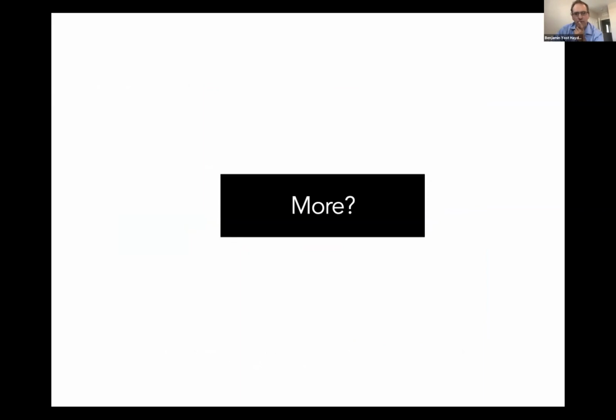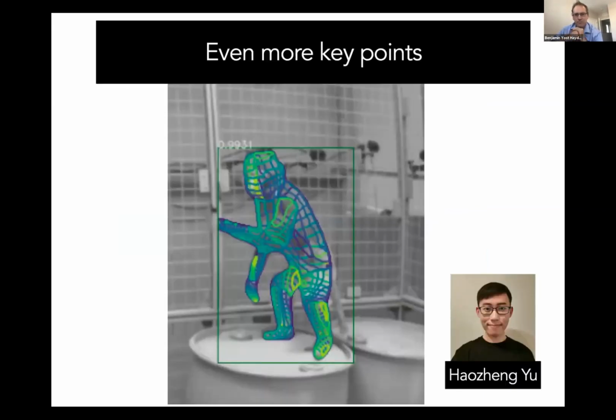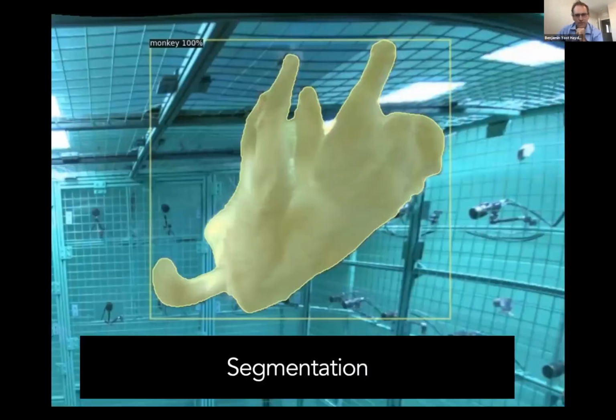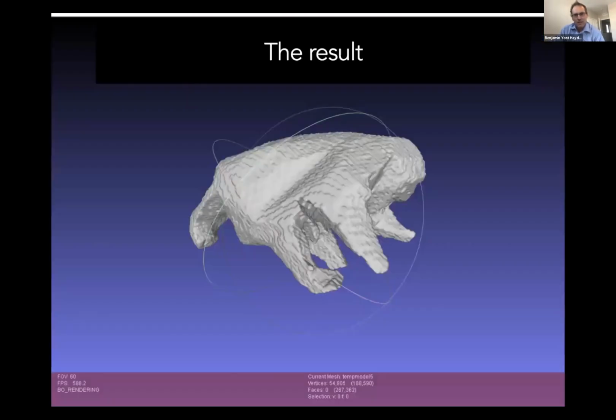All right, so moving forward, I'm going to go very fast because I'm running out of time here. Hao Zhang's project is trying to do even more key points. And so basically what we're doing is saying, what's the limit to what we can accomplish here with the number of key points? So he's going to use a very standard neural network to segment the monkey from the environment, with a few extra tricks that I could go into if I had more time.